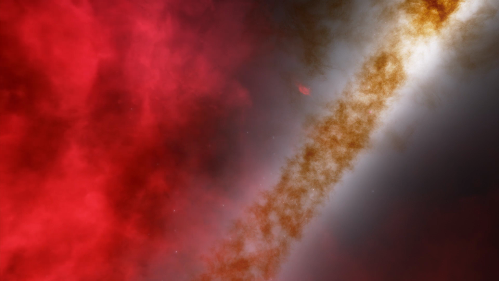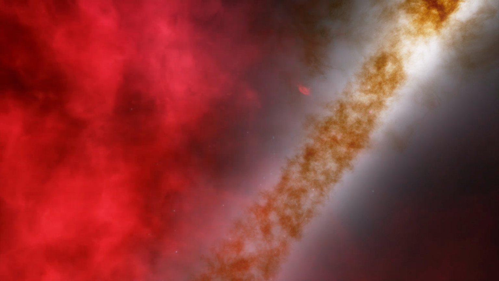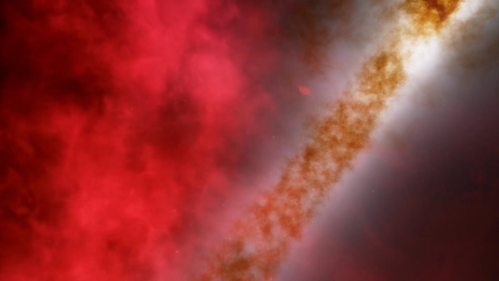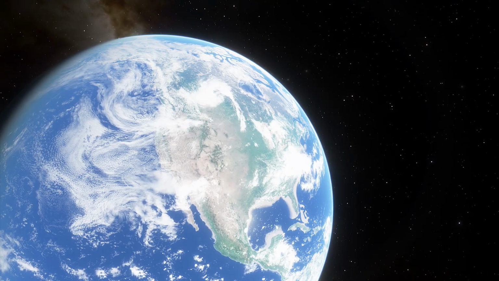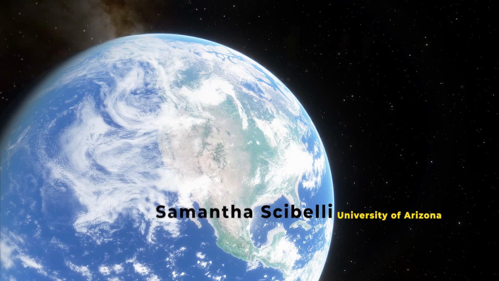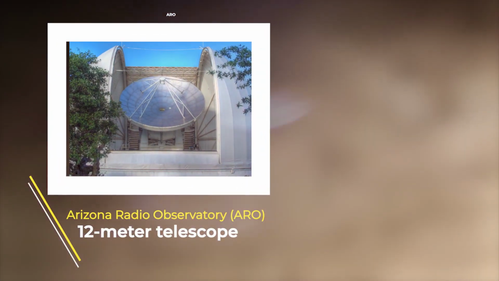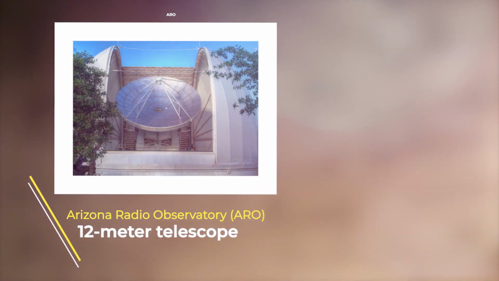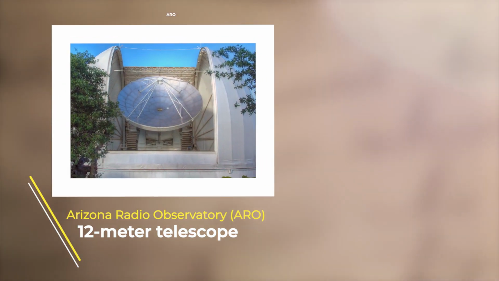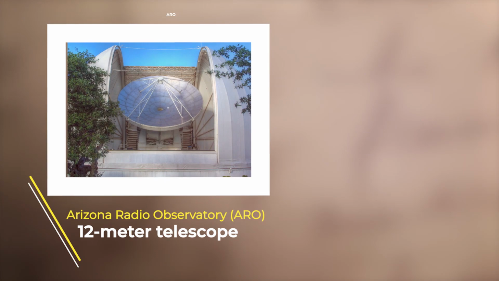This makes it one of the youngest starless cores so far detected, and obviously an excellent region to study how complex organic molecules form. Therefore, a group of astronomers led by Samantha at the University of Arizona used the Arizona Radio Observatory, ARO, 12-meter telescope to search for complex organic molecules in the Lynds 1521E.